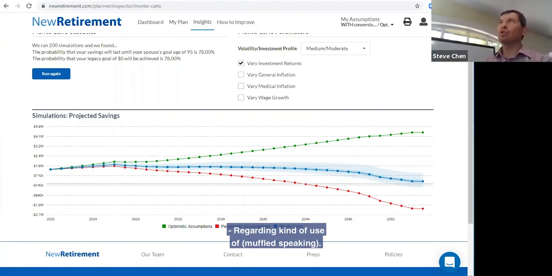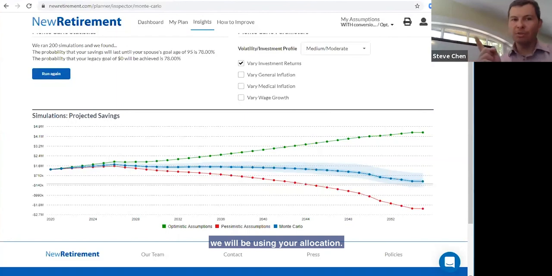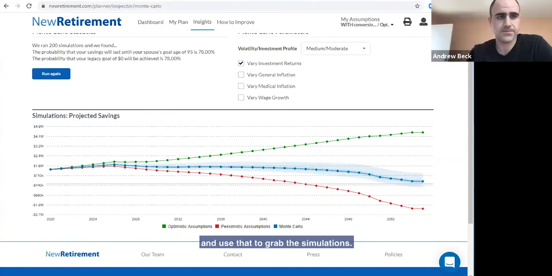And then regarding kind of using your allocation. Basically what's happening today is we're using your optimistic and pessimistic rate to essentially set the volatility for the Monte Carlo simulations. The next evolution of this, we will be using your allocation. So either you'll enter it or we'll pull it from your linked accounts and use that to drive the simulations.